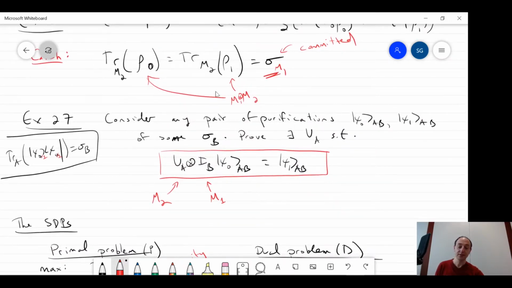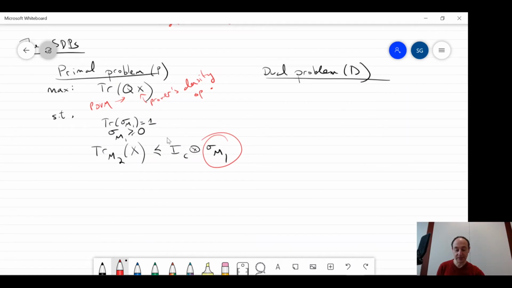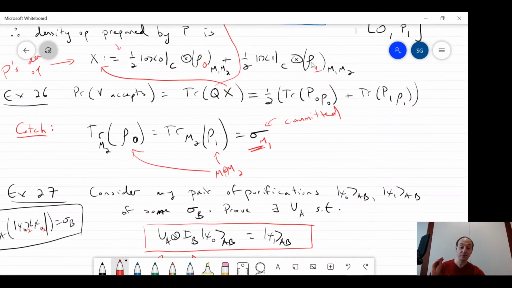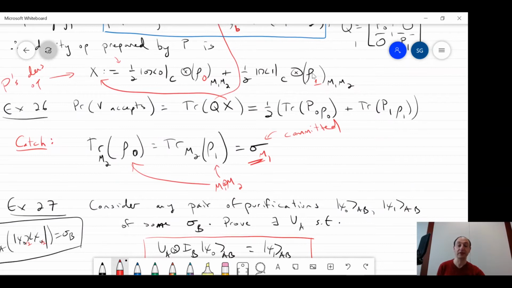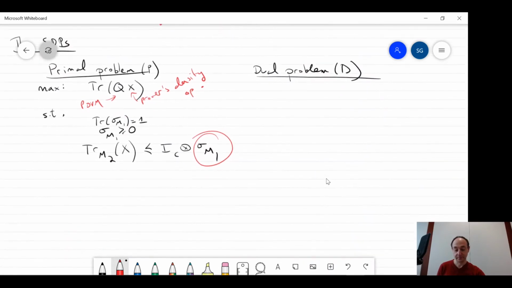Of course, this one didn't deal with the C register, which held the secret bit B. So that's why here, when you also take this into account, you should get an identity here. And where is this identity coming from? Well, I'm using the fact that if the prover is honest, in this SDP, your X should look something like this. If you trace out M1 of this, what you should really get is exactly identity tensor sigma. So it's basically what you would get if you trace out M1 out of this ideal proof X. Okay, so that's why I see this identity on C here.